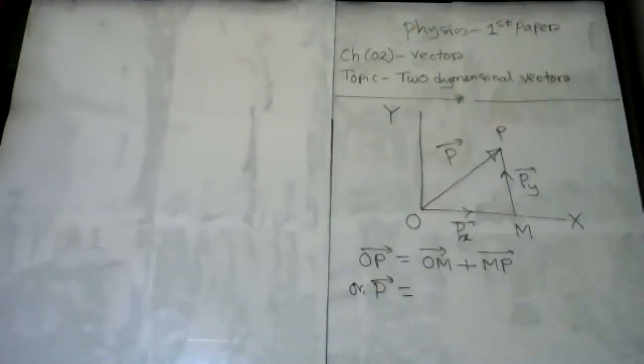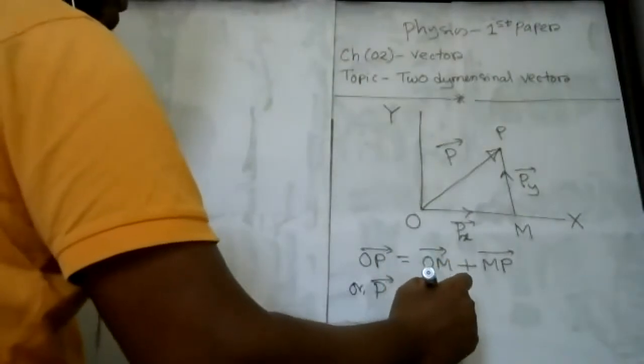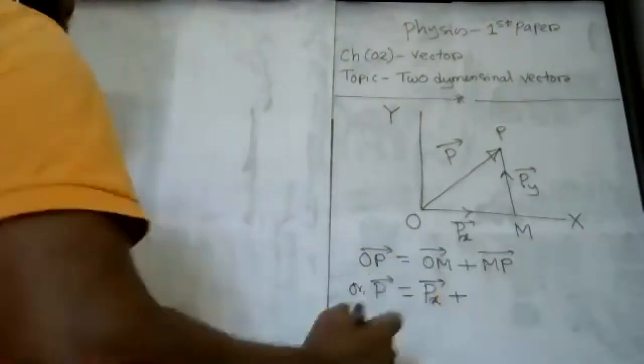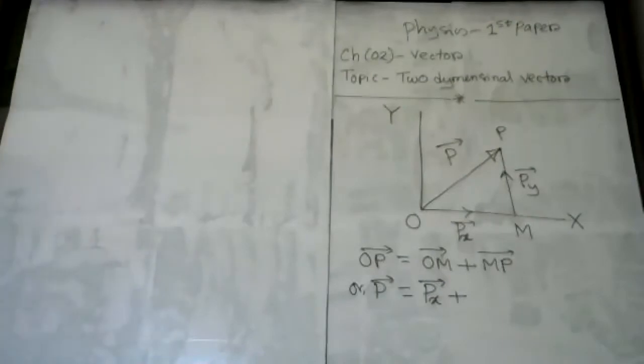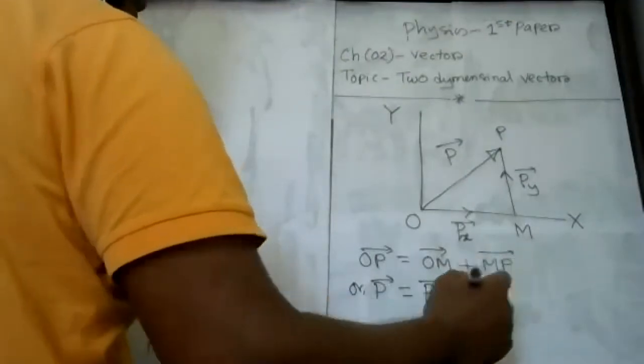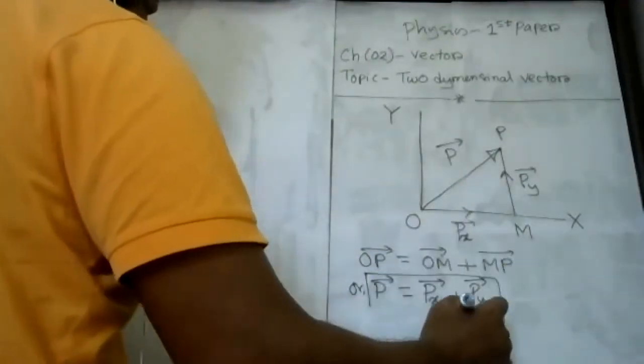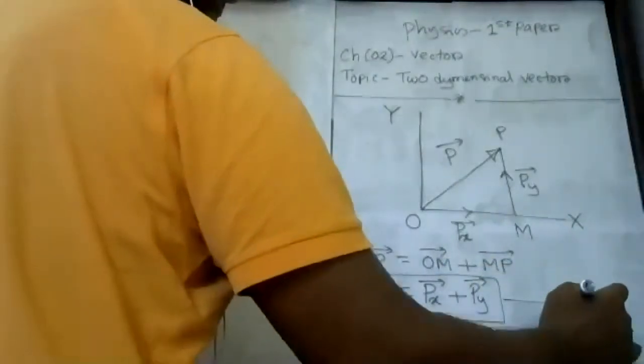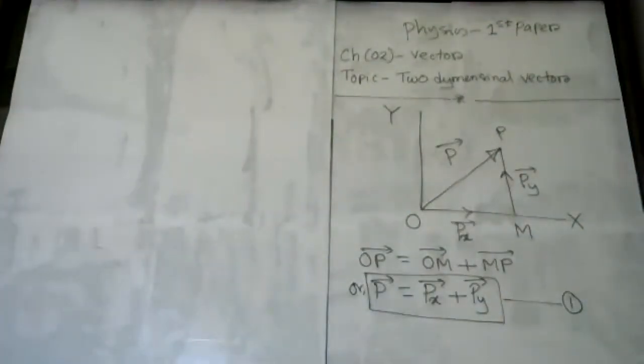OM is the horizontal component of this vector P, that is Px, and MP is the vertical component of this vector P, so this is Py. This is equation number 1. So you can say that a two-dimensional vector quantity has two parts: one is the x part, called the horizontal part, and another is the y part, called the vertical part.